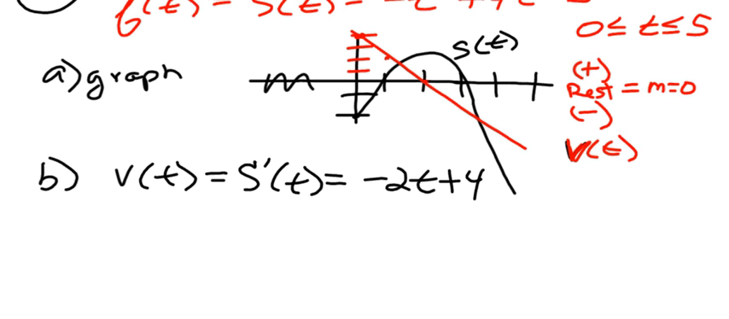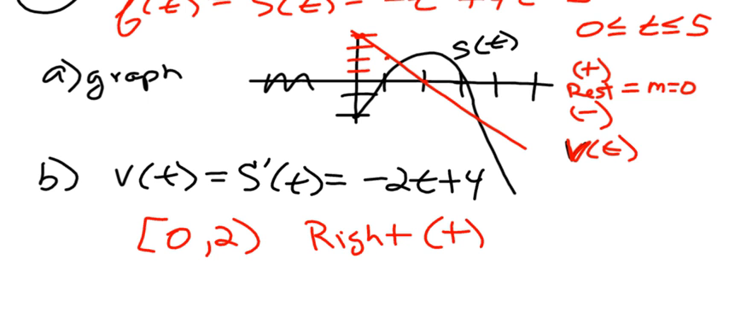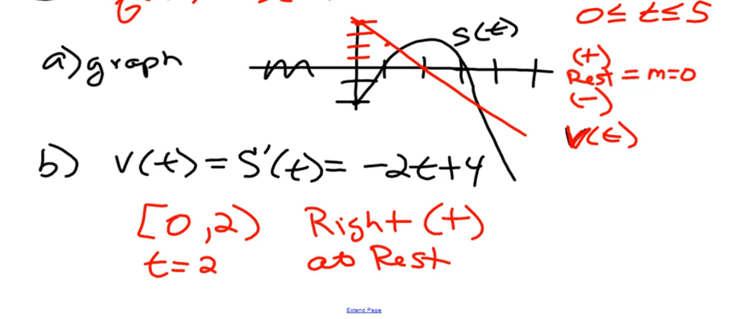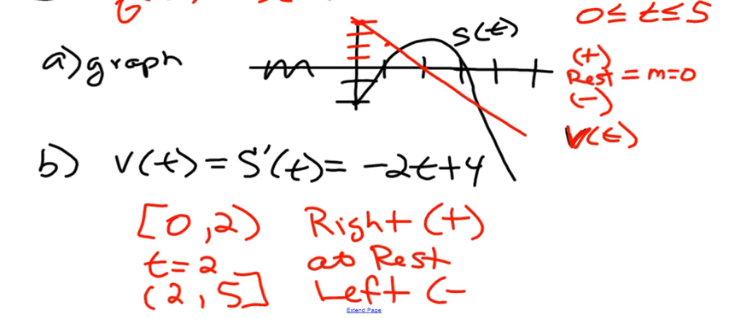So from this example, because of the red line, I do have from 0 to 2, I'm moving right because I'm positive. And then when t equals 2, I'm at rest. And then from 2 to 5, I'm moving left because I'm a negative slope.